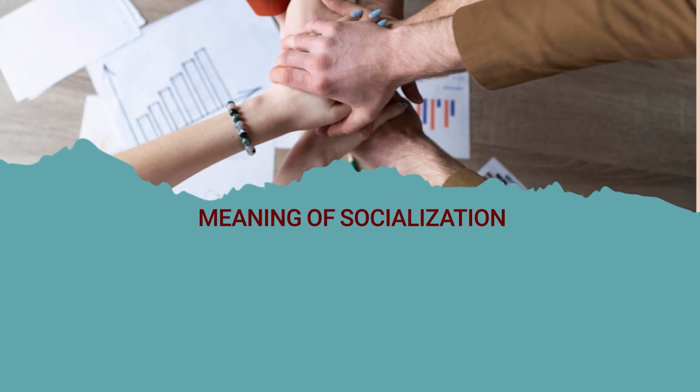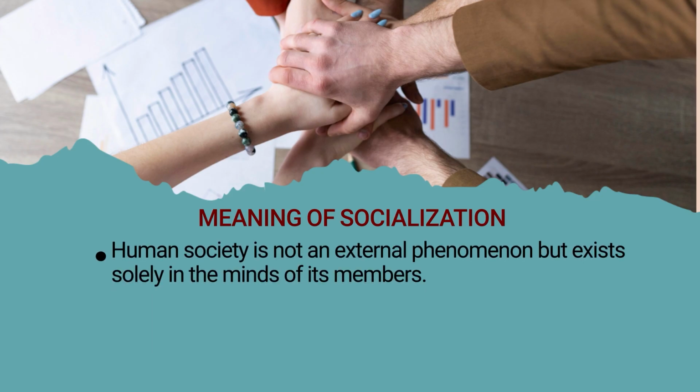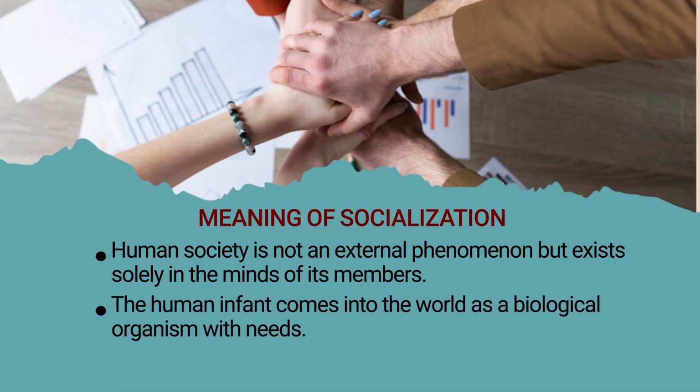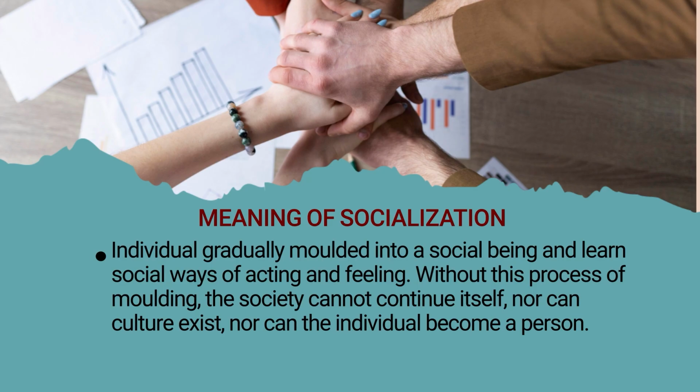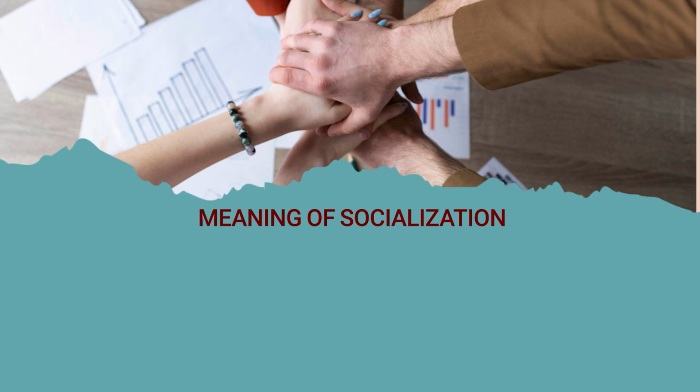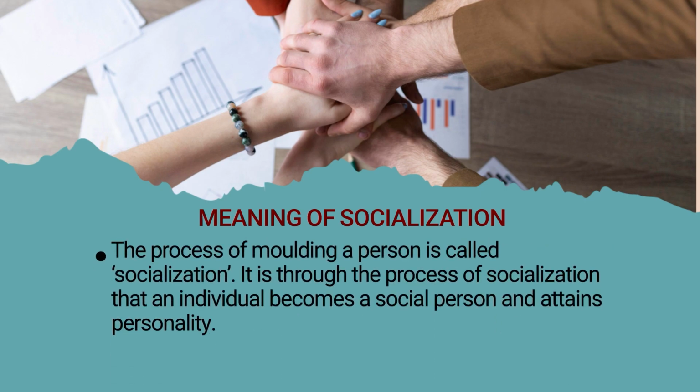Meaning of socialization. Human society is not an external phenomenon but exists solely in the minds of its members. The human infant comes into the world as a biological organism with needs. The individual is gradually molded into a social being and learns social ways of acting and feeling. Without this process of molding, the society cannot continue itself, nor can culture exist, nor can the individual become a person. The process of molding a person is called socialization.